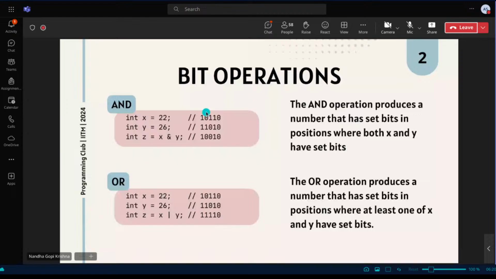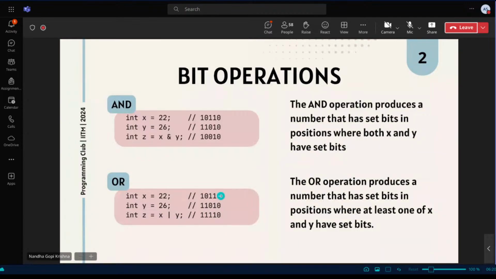Now let's move on to the other bitwise operation, the OR operation. It is also a bitwise operation. And what does it do? It sets the output bit to 1 if any one of the inputs is 1. The only time it sets the output bit to 0 is when both the input bits are 0.